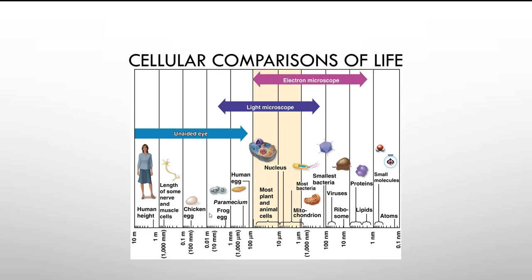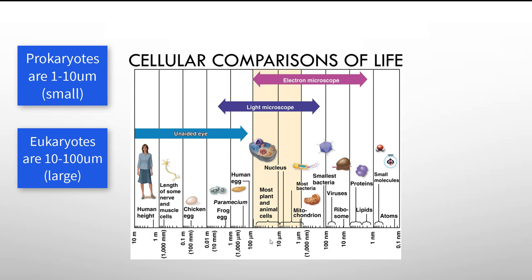So we have some cells that can be very, very big, but most of our eukaryotic cells range from 10 to 100 micrometers, whereas our prokaryotic cells range from 1 to 10 micrometers. So think prokaryotic cells small, eukaryotic cells larger.